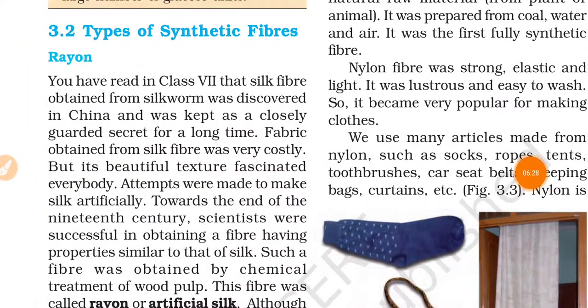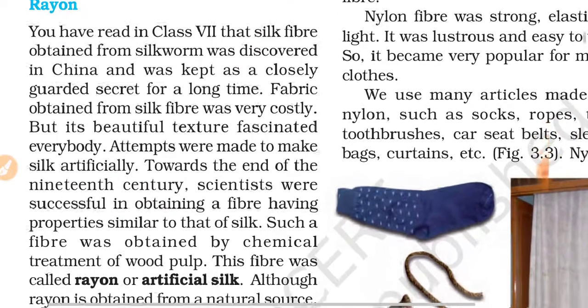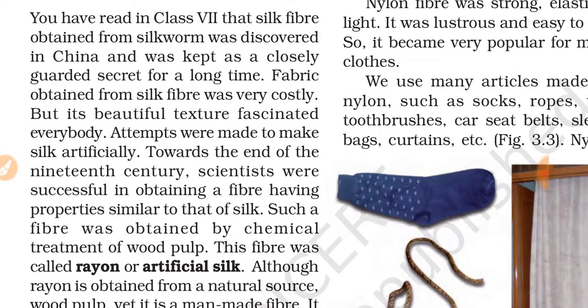Now we read about some types of synthetic fibers. First one is rayon. You have read in class 7 that silk fiber obtained from silkworm was discovered in China and was kept as a closely guarded secret for a long time. Fabric obtained from silk fiber was very costly, but its beautiful texture fascinated everybody. Attempts were made to make silk artificially, because natural silk is very costly.